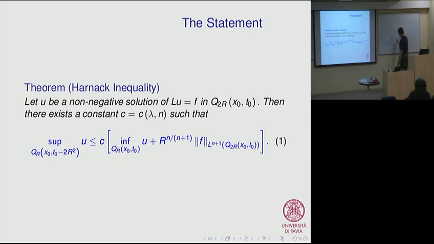So here we take the supremum of u, whereas the infimum is taken over Q_r of x naught, t naught, which means that you start from t naught and you go down to t naught minus r squared, whereas here it will be t naught minus 3r squared. And here you take the infimum. So as you can see, you need a gap between the cylinder where you take the supremum and the cylinder where you take the infimum.